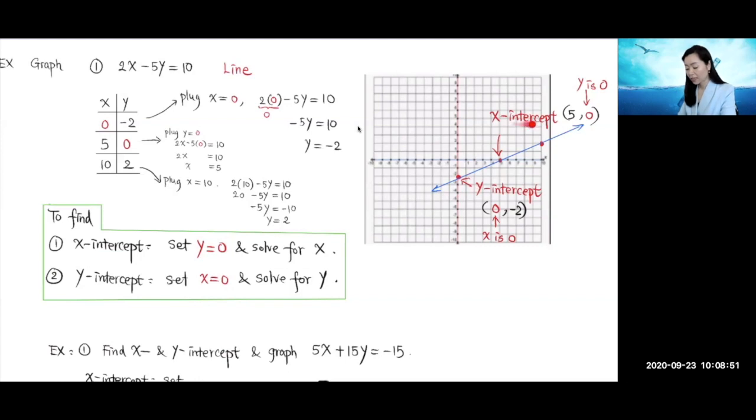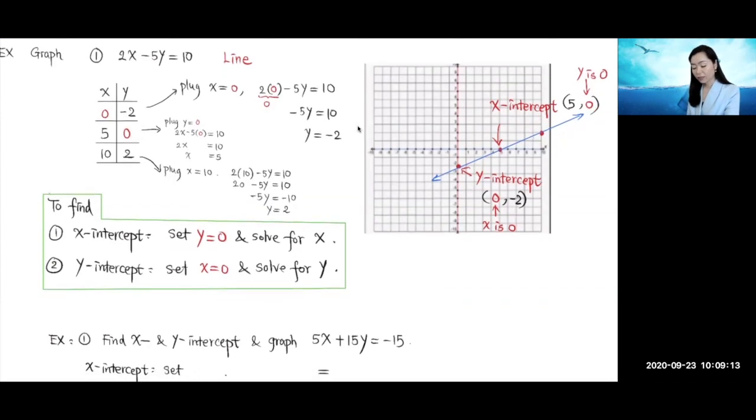Notice that for the x-intercept, the y coordinate is 0. When you look to the side, you see the corresponding y coordinate is 0. And for the y-intercept, the x coordinate here is 0. So x-intercept, y is 0. y-intercept, x is 0. Okay. So to find the x-intercept, we're going to set y equal to 0, and then we solve for x. To find the y-intercept, we're going to set x equal to 0, and then we solve for y.